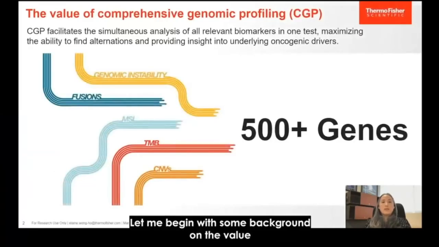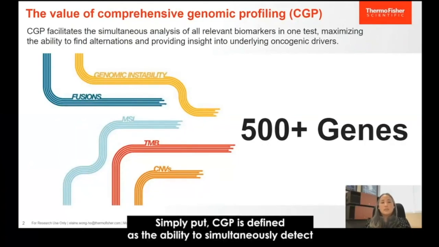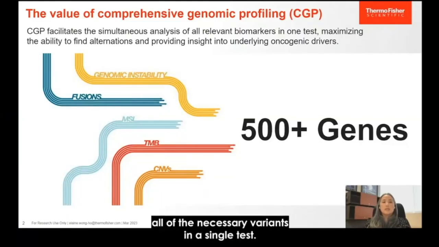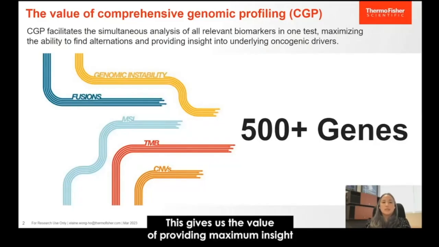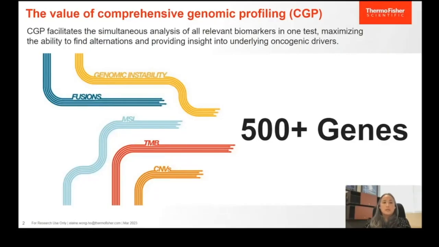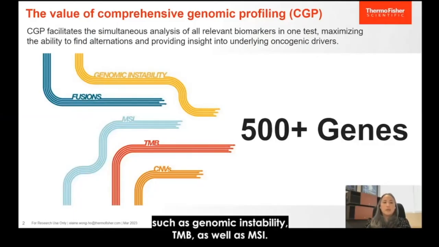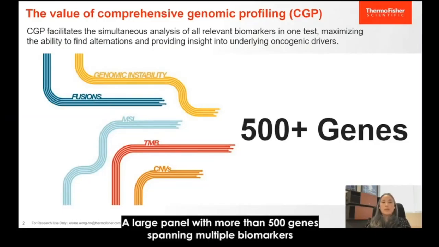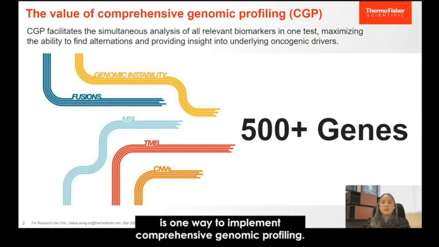So let me begin with some background on the value of comprehensive genomic profiling, or CGP. Simply put, CGP is defined as the ability to simultaneously detect all of the necessary variants in a single test. This gives us the value of providing maximum insight for each sample, including its underlying oncogenic drivers. This includes some of the complex biomarkers, such as genomic instability, TMB, as well as MSI. A large panel with more than 500 genes spanning multiple biomarkers is one way to implement comprehensive genomic profiling.